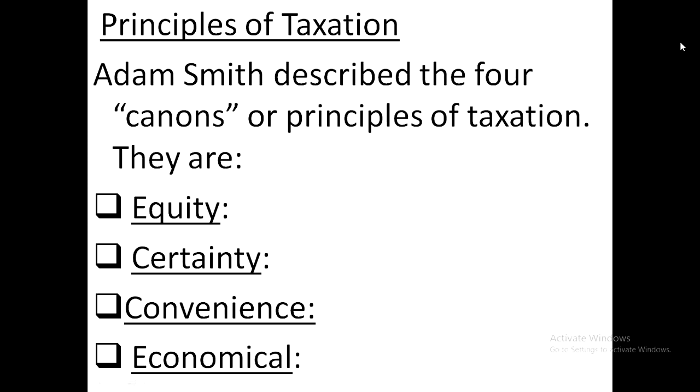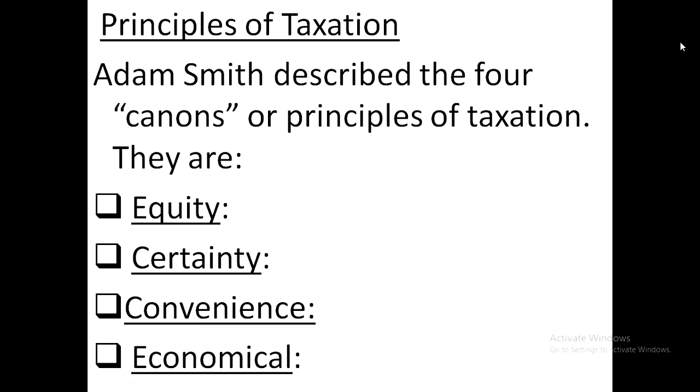Number two principle of a good tax system is certainty. Tax should be unavoidable. At the same time, the taxpayer should know when and how the tax should be paid. There should be certainty as to when and how tax is supposed to be paid. In other words, the taxpayer is not supposed to be confused as pertaining to the dates of paying tax and how that tax should be paid.